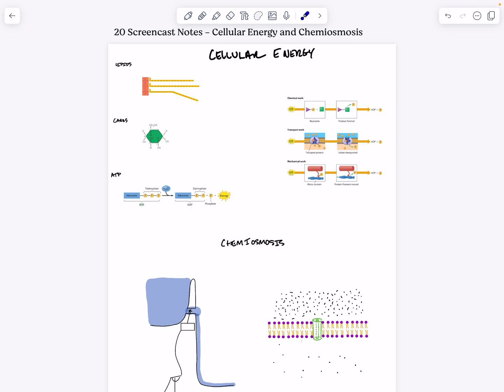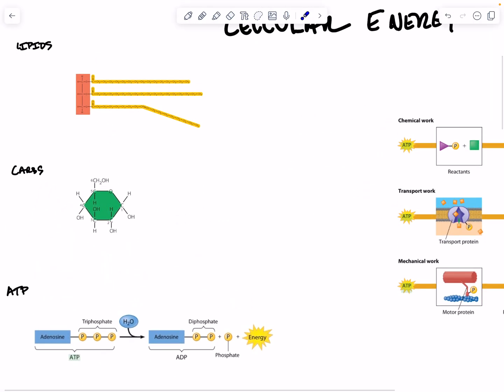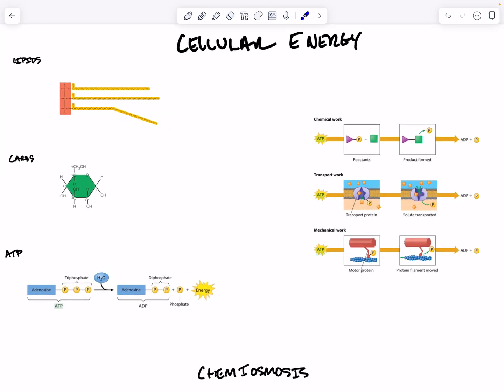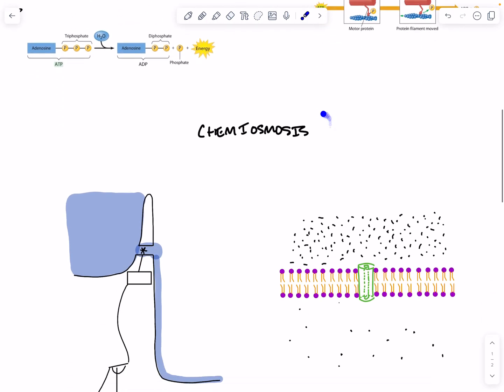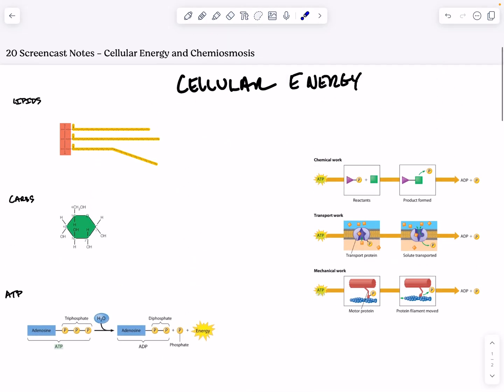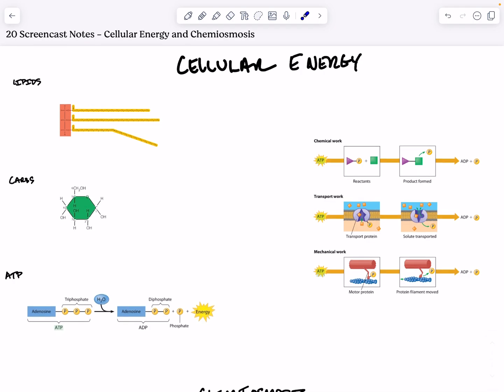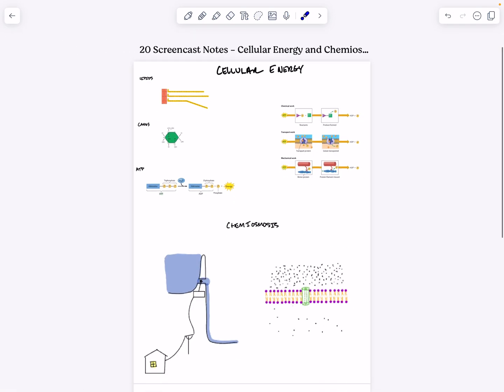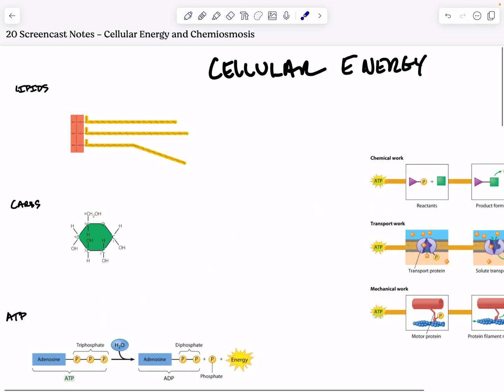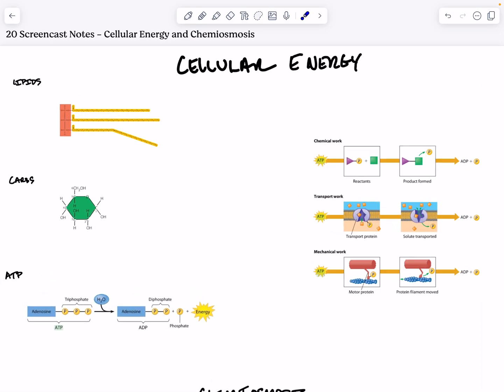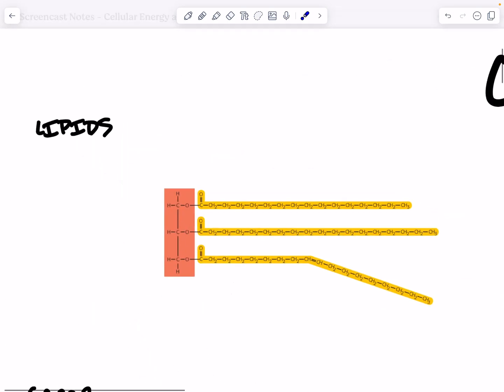So this is just a brief reintroduction to some organic compounds that you already know and love, and then an introduction to a new topic called chemiosmosis. Okay, so there are four major ways in which cells store energy, and they all have slightly different benefits and drawbacks. So, lipids and fats.